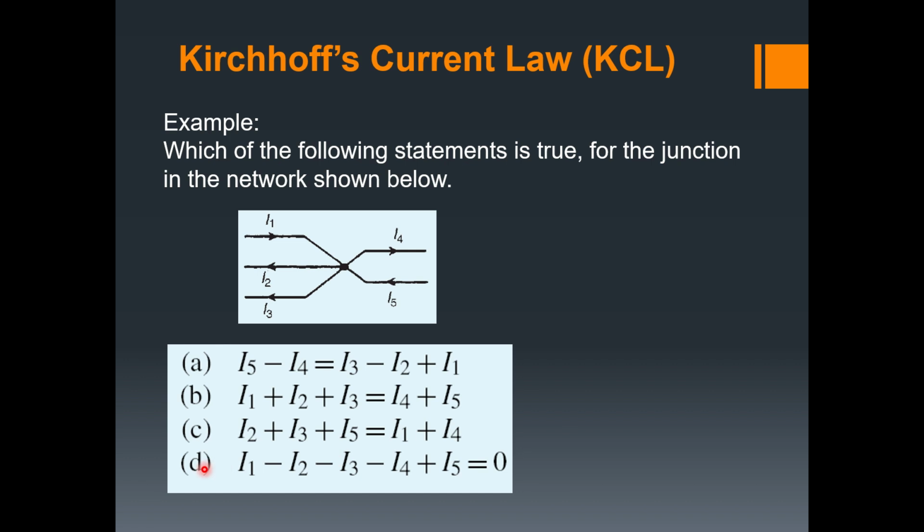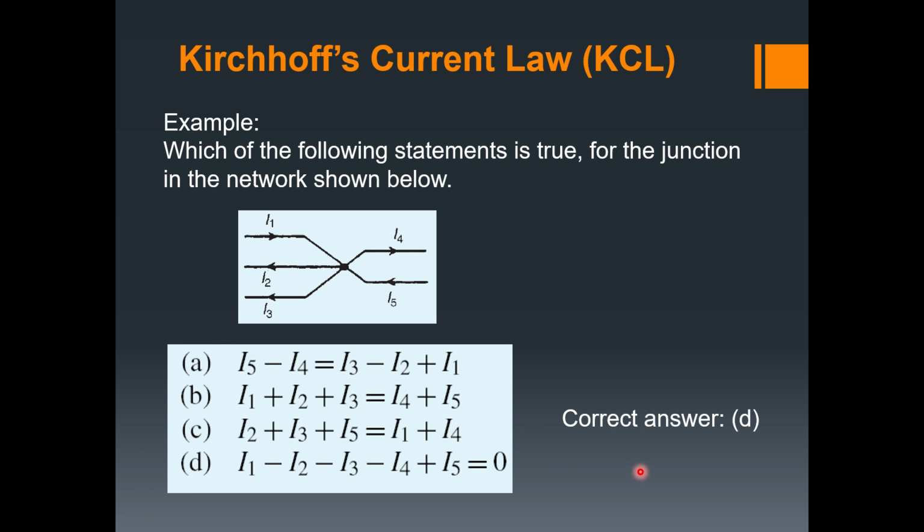Now, let's look at D. Here we have I1 plus I5 on the same side of the equation. And then we have I2, I3, and I4 all negative on the same side. Meaning I2, I3, I4, if you take it to the other side of the equation, if you transpose, it will all be positive. Therefore, we can conclude that equation D is the correct answer. Let's check. So equation D is correct.